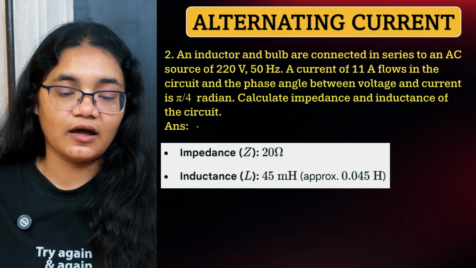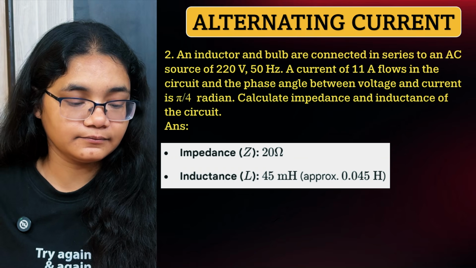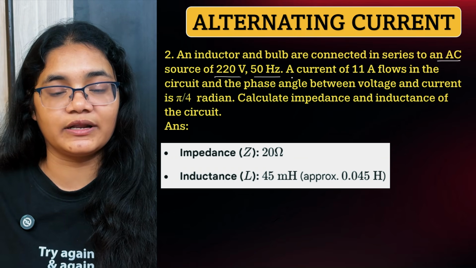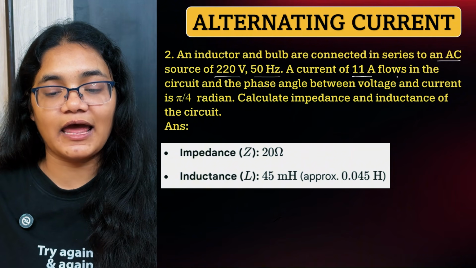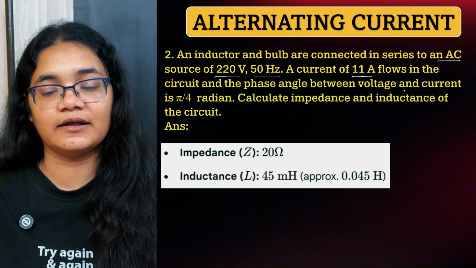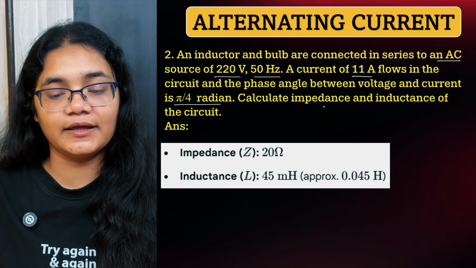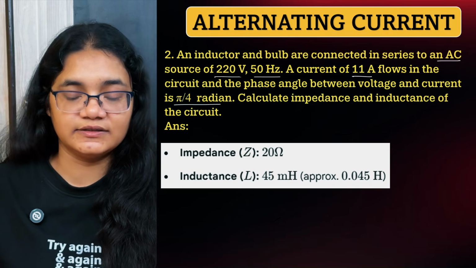Next, we have an inductor and bulb connected in series to an AC source of 220 volt and 50 Hz. A current of 11 ampere flows in the circuit and the phase angle between the voltage and the current is pi by 4 radian. Now calculate the impedance and the inductance of the circuit.